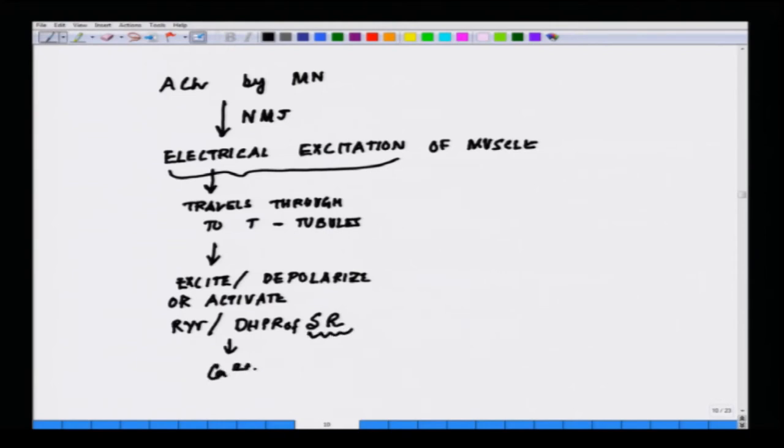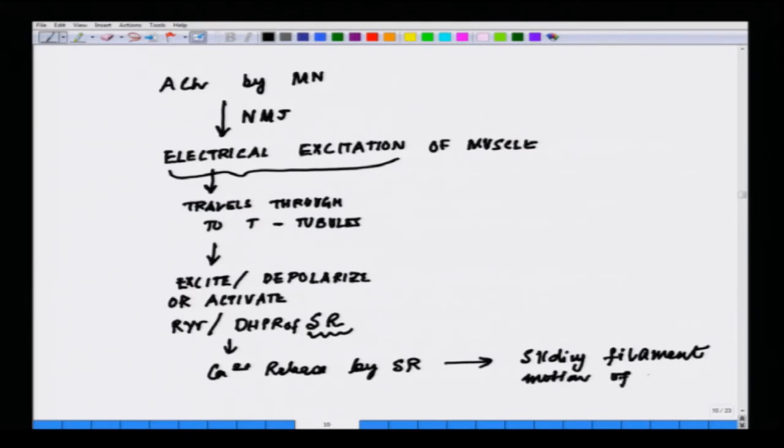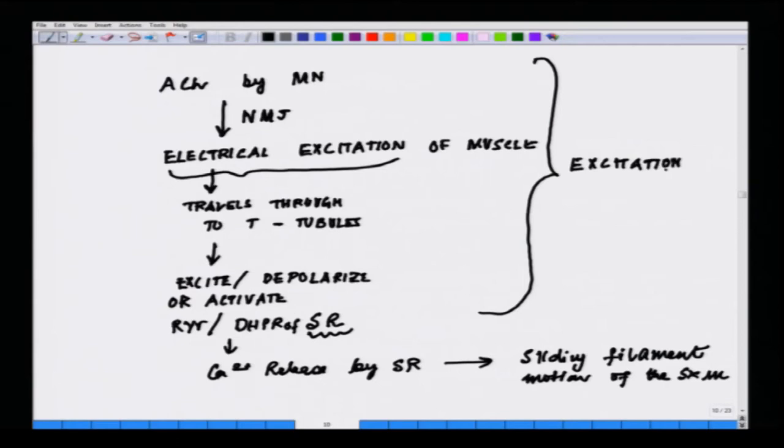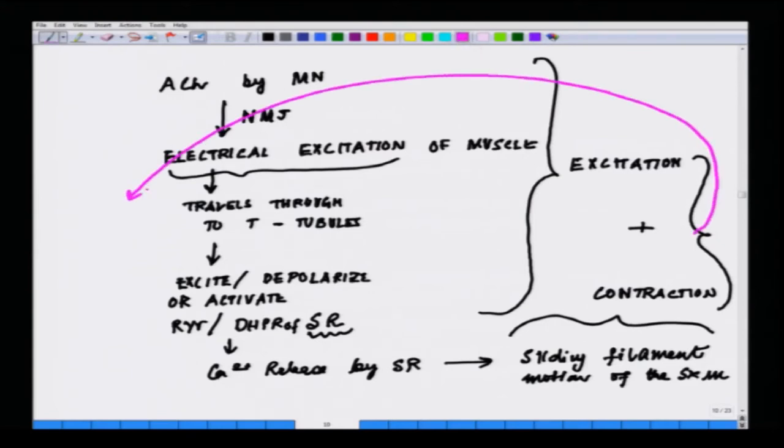This leads to the calcium release by the sarcoplasmic reticulum, and this leads to the sliding filament motion of the skeletal muscle. So, this part of the story was excitation, and this part of the story is contraction, and when you add both of them together, this becomes the excitation, contraction, coupling apparatus.